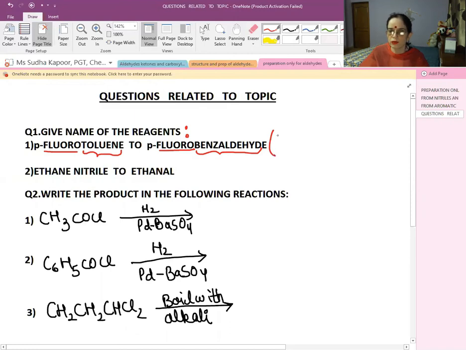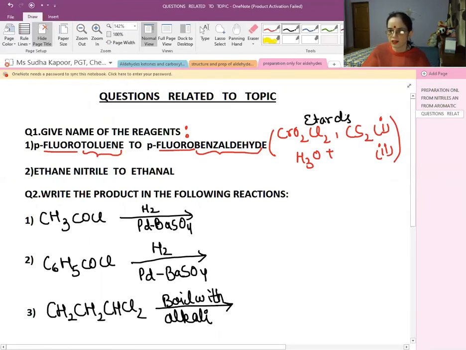So the answer becomes CrO2Cl2 in presence of carbon disulfide. This is the first step, followed by the second step, H3O+, that is acidic hydrolysis. So these materials are related to which reaction? These are related to the Etard reaction.